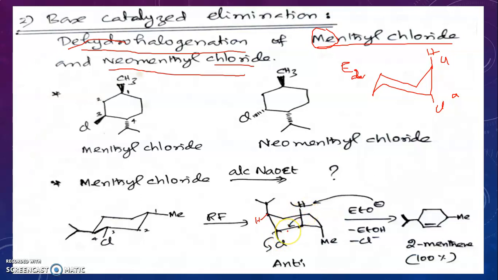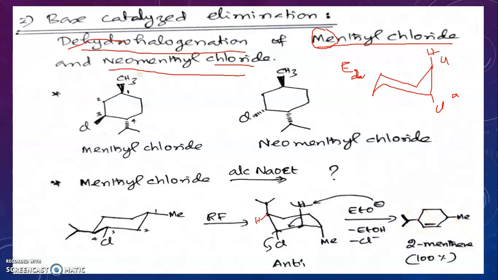So it will undergo E2 elimination and gives this product. See, a double bond is formed between these two carbons. On the right hand side, the adjacent carbon has a methyl group. On the left hand side, the adjacent carbon has an isopropyl group. So you'll get this product, and the name of this product is 2-menthene. And this is the only product possible for this menthyl chloride. So you'll get 100% of this product. Are you able to follow?